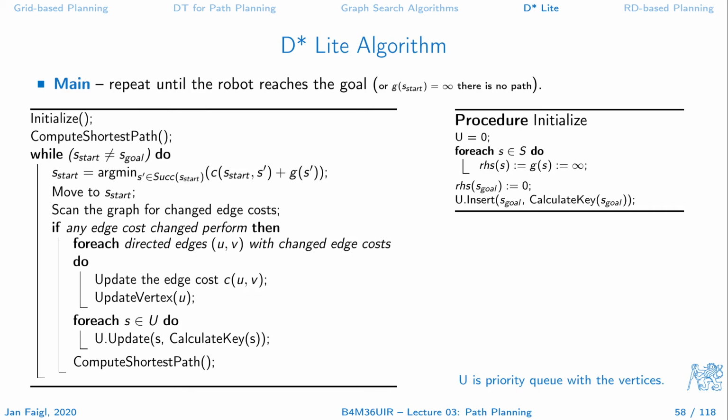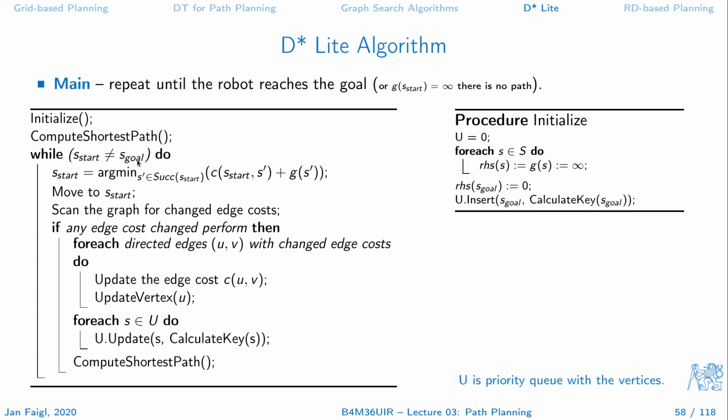So how does the D* Lite algorithm work? We have the initialization. We initialize all the grid cost estimates, the objective values of the whole grid, as infinity, so there is no known path. We set the distance of the goal to 0, and then we insert the goal into our open list U, and we compute the shortest path, which we will see in a moment.